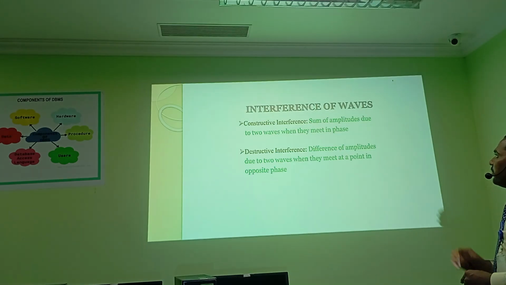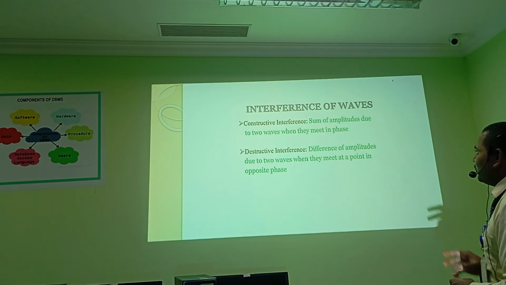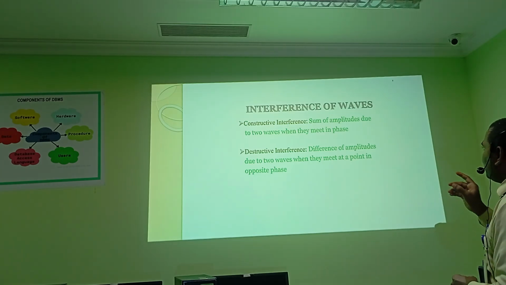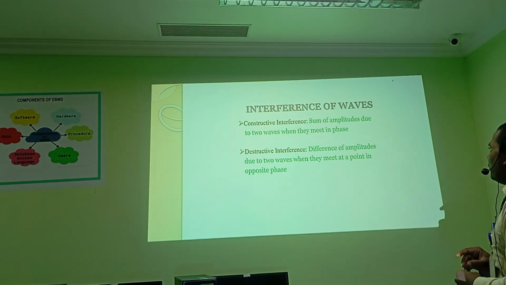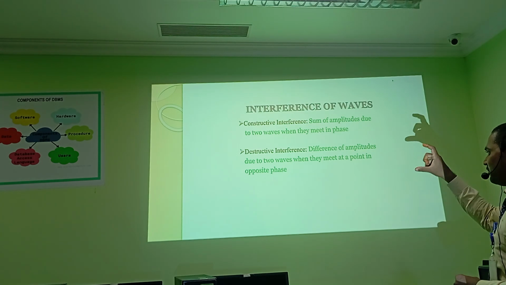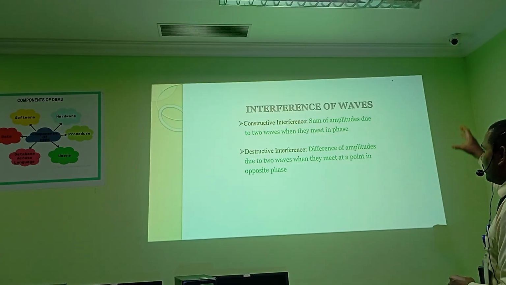Yes, the interference of waves. There are two different types of interference: constructive interference and destructive interference. In constructive interference, it is the sum of the amplitudes due to the two waves when they meet in phase, where phase means the axis oscillating together.